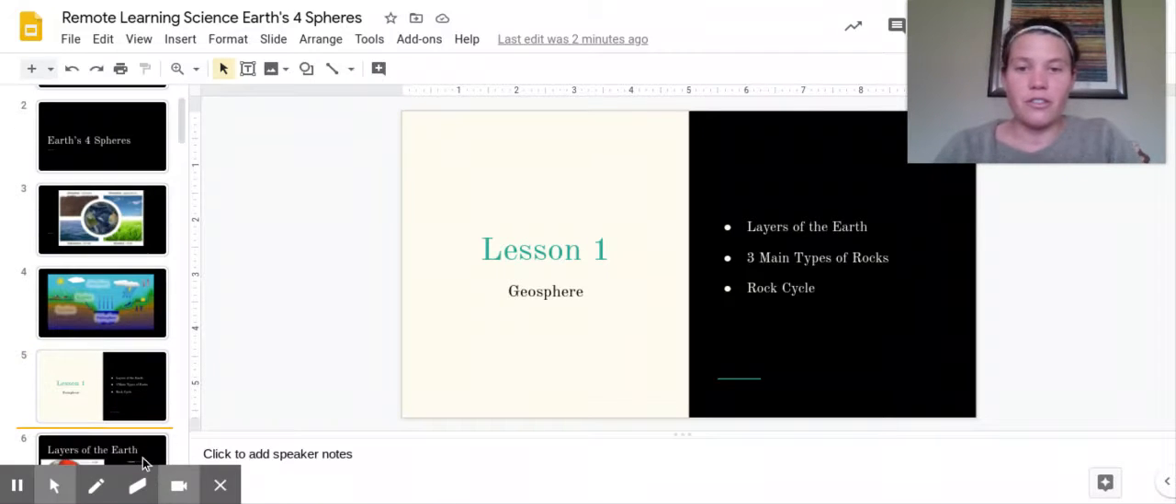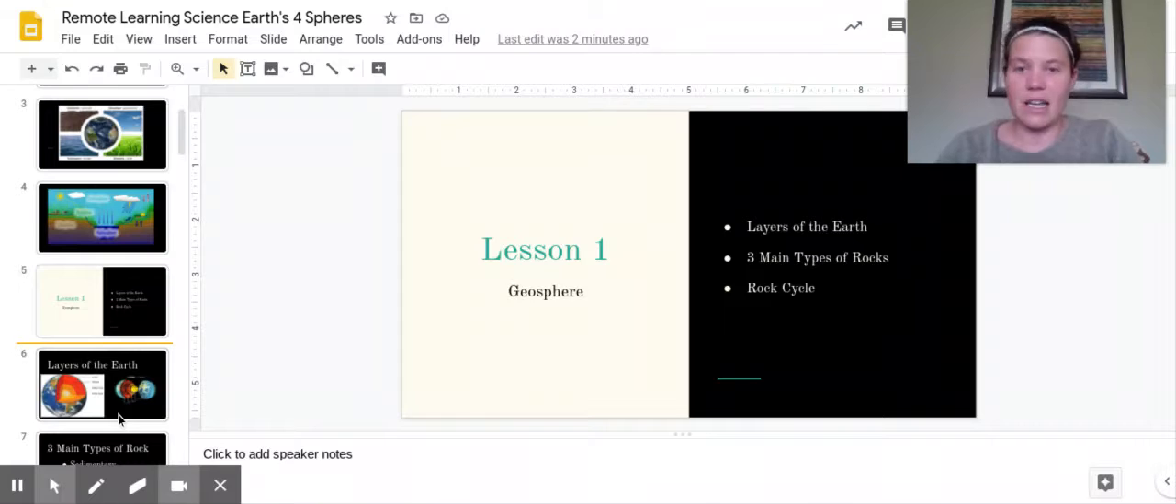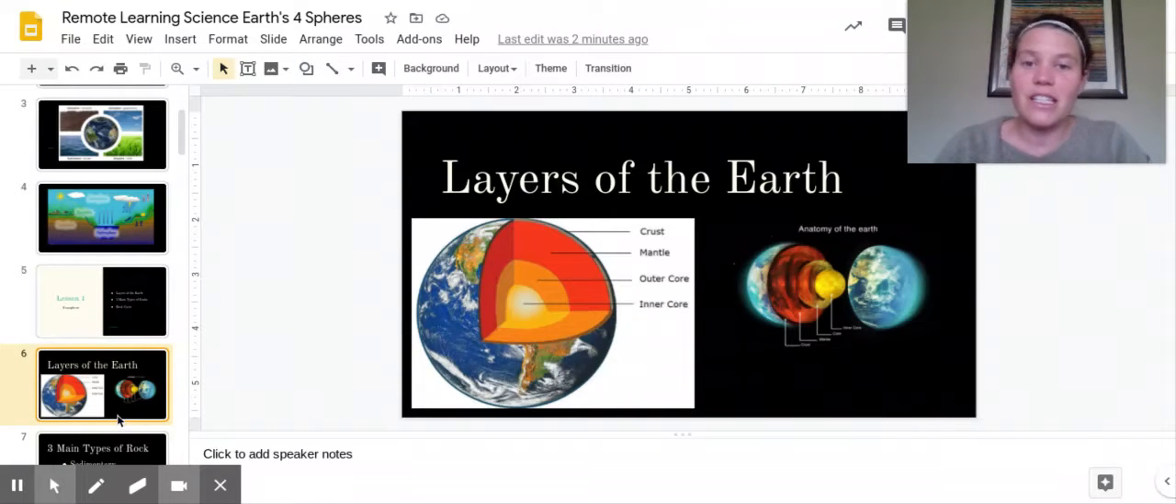Okay, so first in our lesson today, we'll be discussing the layers of the Earth. You've seen an image just like this before. I know you have, because at the beginning of the school year, we did a types of models project. And for that models project, you had to look up the layers of the Earth and talk about that and present that to your peers. So I know you've seen an image like this before.